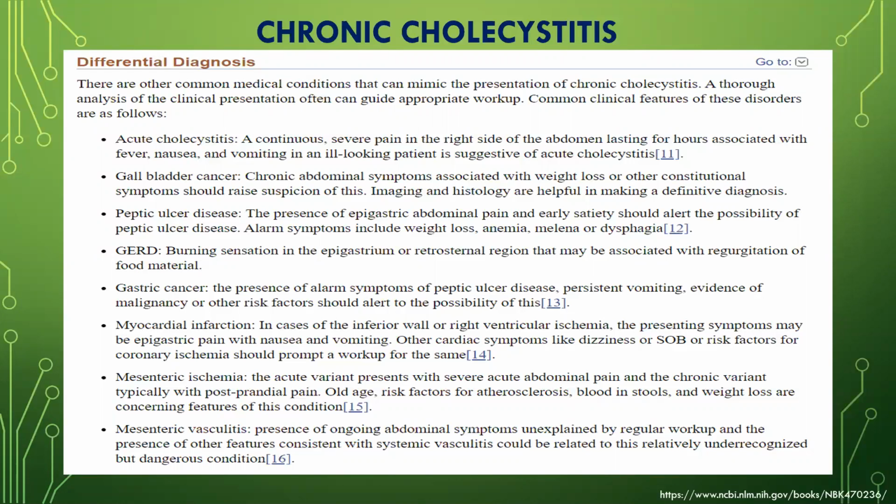The acute variant of mesenteric ischemia presents with severe acute abdominal pain, and the chronic variant typically with postprandial pain. Risk factors for atherosclerosis, blood in the stool, weight loss, and also different types of coagulation disorders are concerning features of this condition. Presence of ongoing abdominal pain unexplained by the regular workup, and the presence of other features consistent with vasculitis, could be related to this relatively unrecognized but dangerous condition.